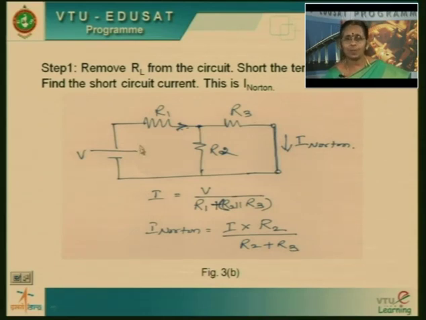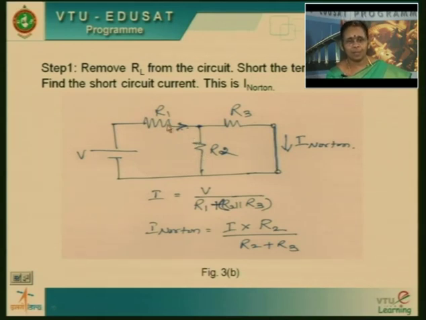We have found out the total current. In order to find out the current that is flowing through the short circuit here, once we know this current, by applying the current division rule, we can find out the current through the short. How to apply that?